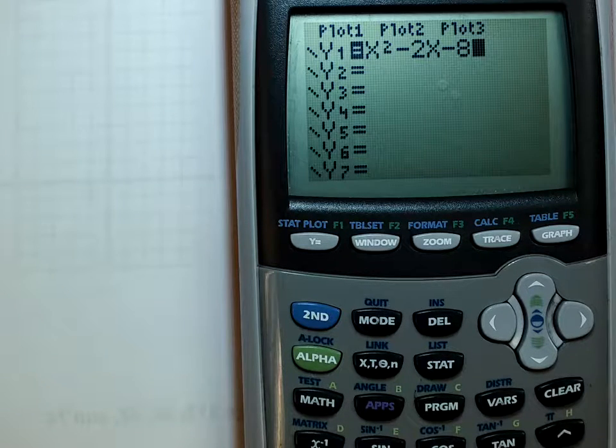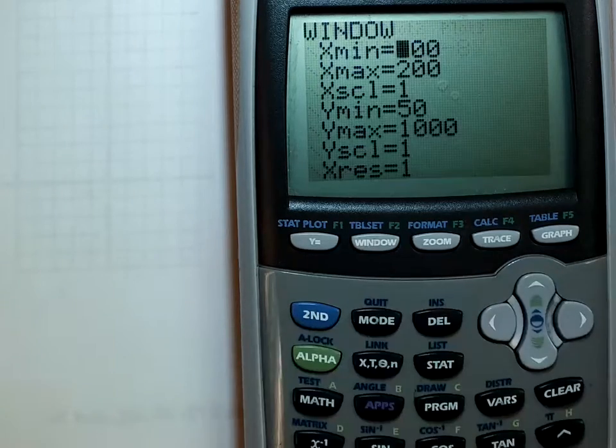Now, before we graph this thing, the first thing we did, we've got to check the window. So I'm going to go to my window, and I mess with my window. But what do you think would be a decent window? We're going to graph this thing. Use some common sense. We're doing a parabola. What's a decent window for a parabola?